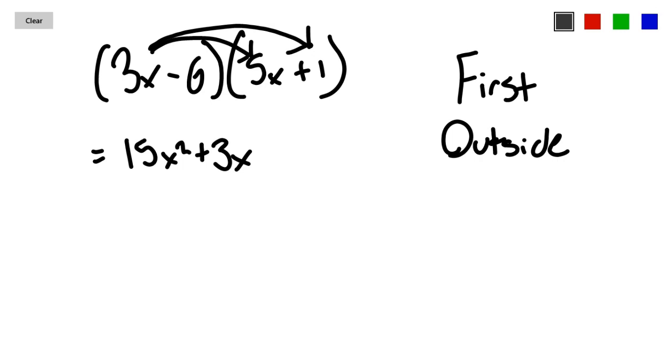Then we move on to the I in the acronym, and that stands for inside. And inside refers to the product of the two inner numbers in each binomial. So if 3x and 1 are the outside numbers, then the minus 6 and 5x are the inside numbers. So we multiply those two together. So minus 6 times 5x gives me a minus 30x.